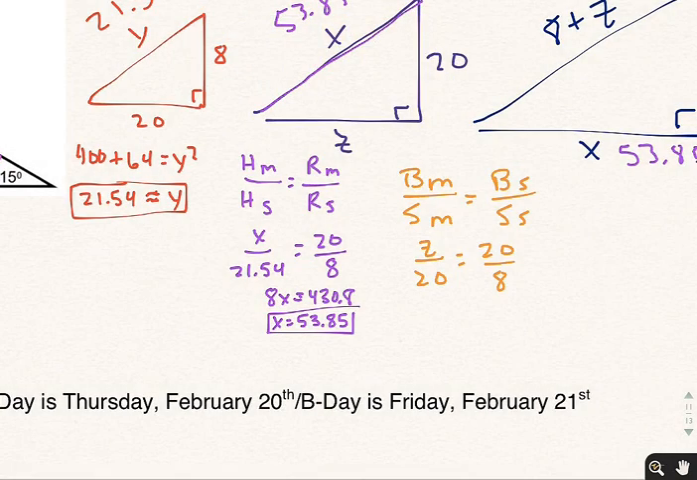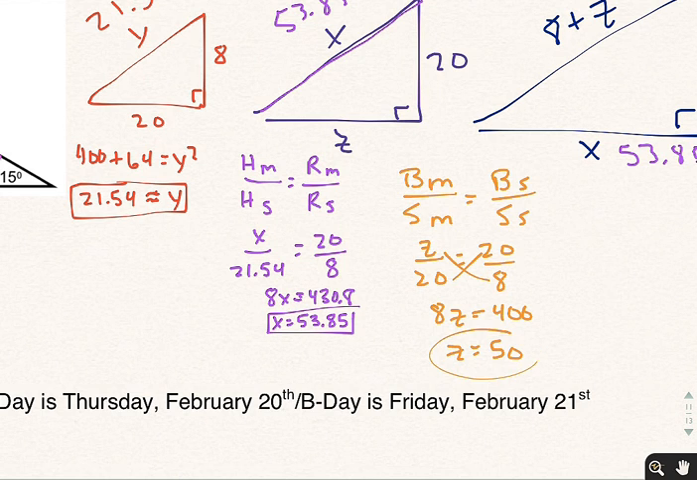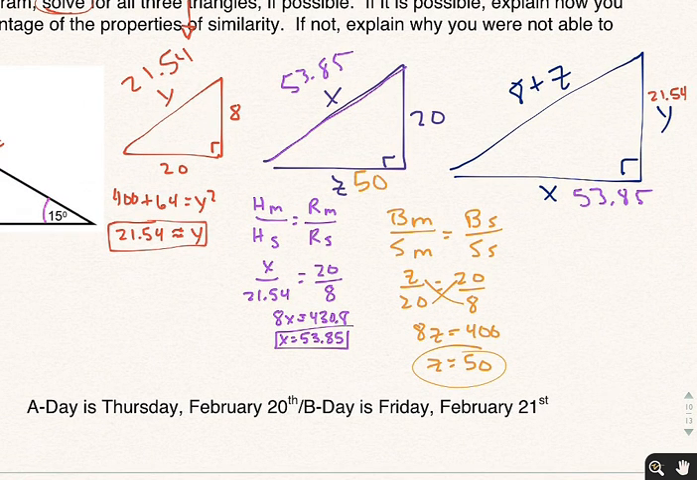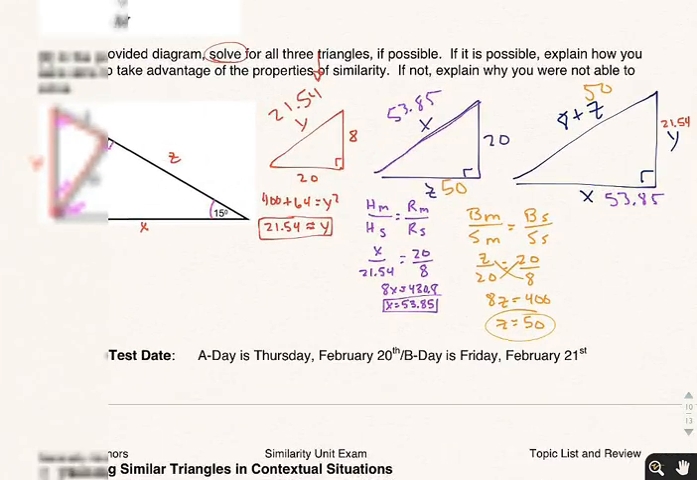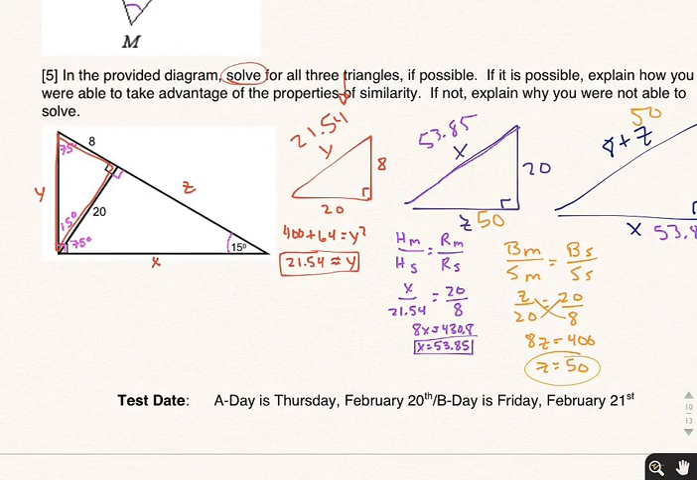Now it's algebra time. So I have 8z is equal to 400, cross multiplying, right? So if I take the 400 and divide by that 8, I get 50. That makes z equal to 50. I'll write that in. It's 50, and that's 50. So I go back to my original triangle and pull those values. I now know this entire side has to be 58. The x value is 53.85, and the y value is 21.54. Not nice numbers, but guys, it's math. Not all numbers are nice.